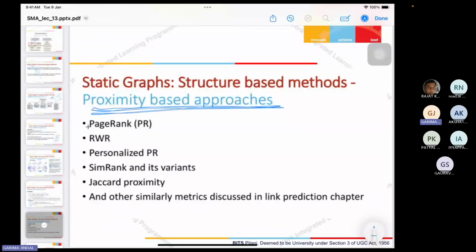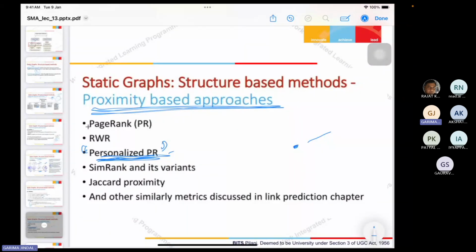Okay, so in the proximity-based approach, you are going to identify whether a node is near to another node or not. For this, there is a very popular measure called personalized PageRank. You can look into this in detail. This particular measure is slightly different from the PageRank algorithm.